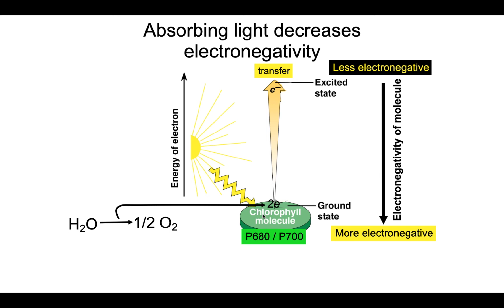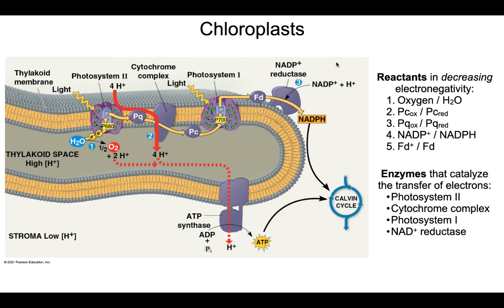But then it absorbs a wavelength. It absorbs light, and its energy of electron goes way up. It becomes much less electronegative. Aha. So when P680 absorbs that light, it becomes way less electronegative, so much so that PQ now is suddenly more electronegative than it, and now PQ can steal electrons from P680, no problem.